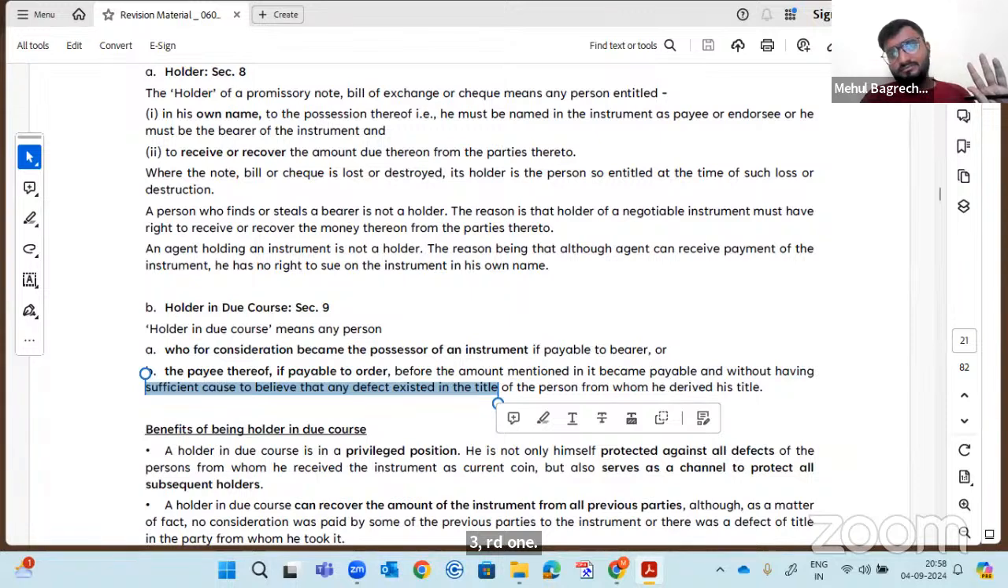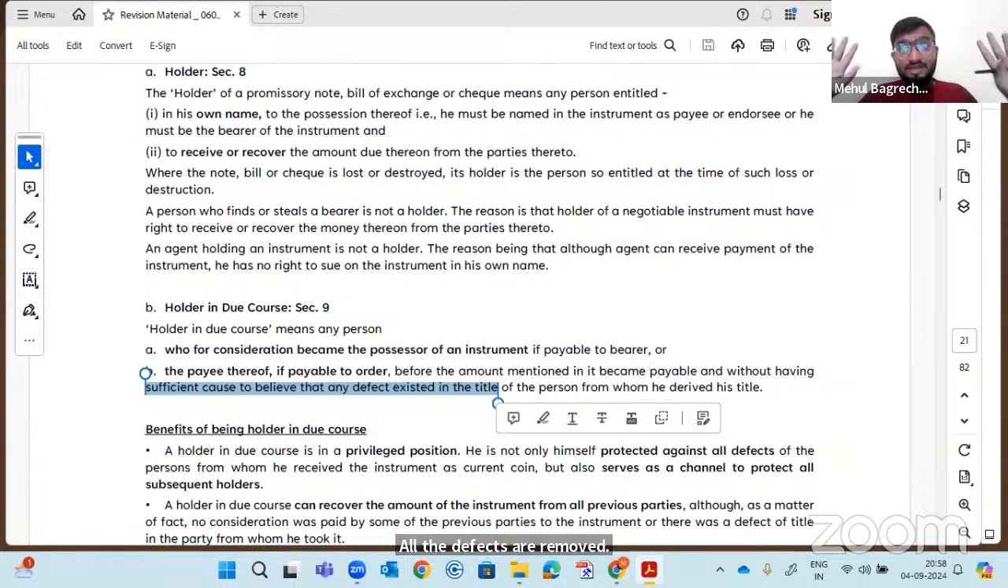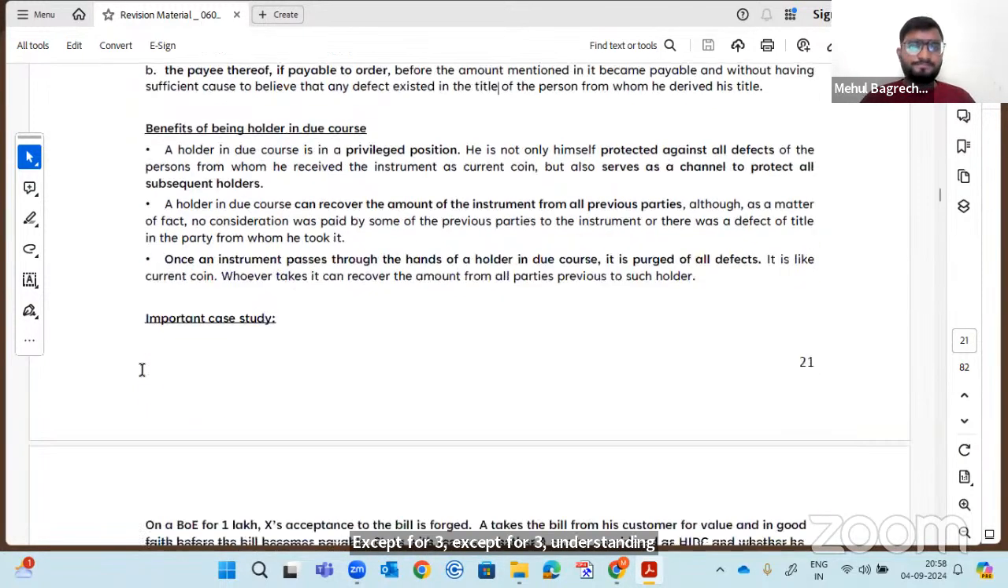Third point, he does not have any reason to believe that there is a defect in the title. That's why once it passes through my Superman, Spider-Man, if you remember, all the defects are removed. All the defects are purged. That is the language that we have learned. Except forgery. Except forgery. Understood everyone? Yes. So that is an exception to the holder in due course as well.